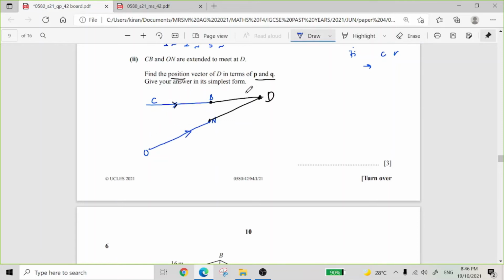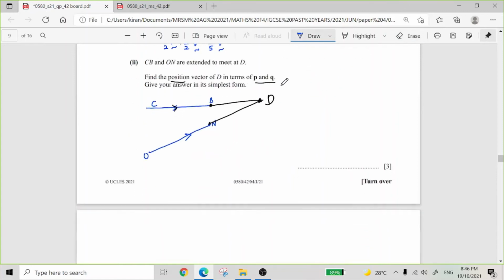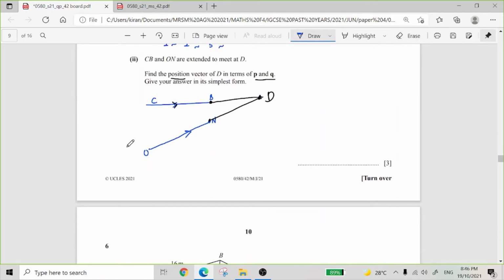Okay, so along this part, ON and then meet at D. Find the position vector of D in terms of P and Q. For this question, a little bit tricky, but it's okay, we can calculate it. So we have to find what is vector OD.